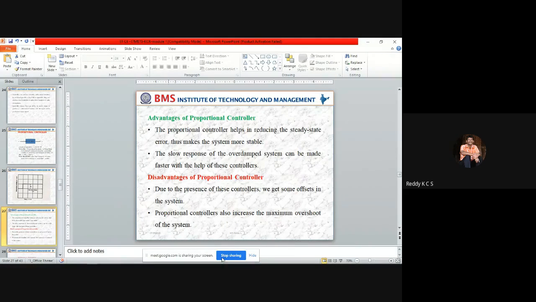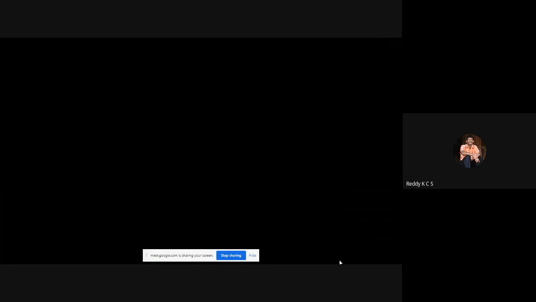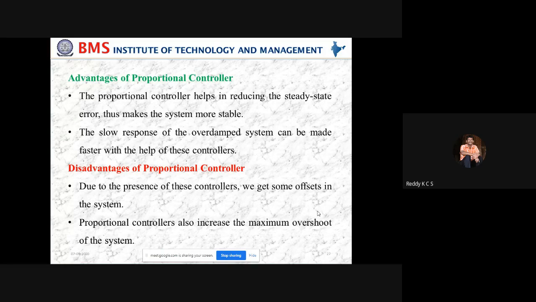So advantages, if you look here. The advantage of this controller is it helps in reducing the steady state error. As we told, there is a steady state error present in any system, so it helps in reducing the steady state error, and so it makes the system more stable. Also, the slow response of the overdamped system can be made faster with the help of these controllers. In overdamped systems, the response of the system becomes slow, so in order to improve the response, we can use this proportional controller, which gives a faster response.